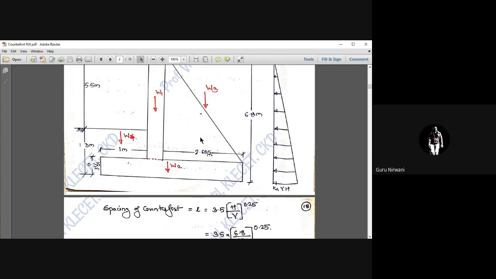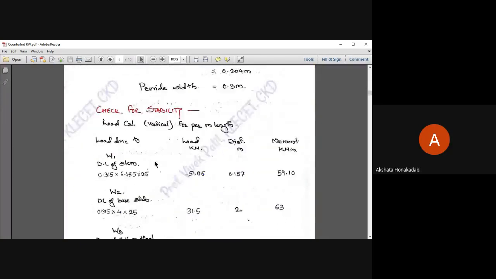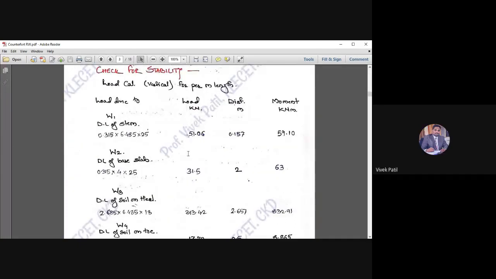Center of this one, 2.65. So that is 2.65. Okay, so that is the dead load of soil on the heel. Multiply this distance into the load and calculate the moment, whether it is 832.91.